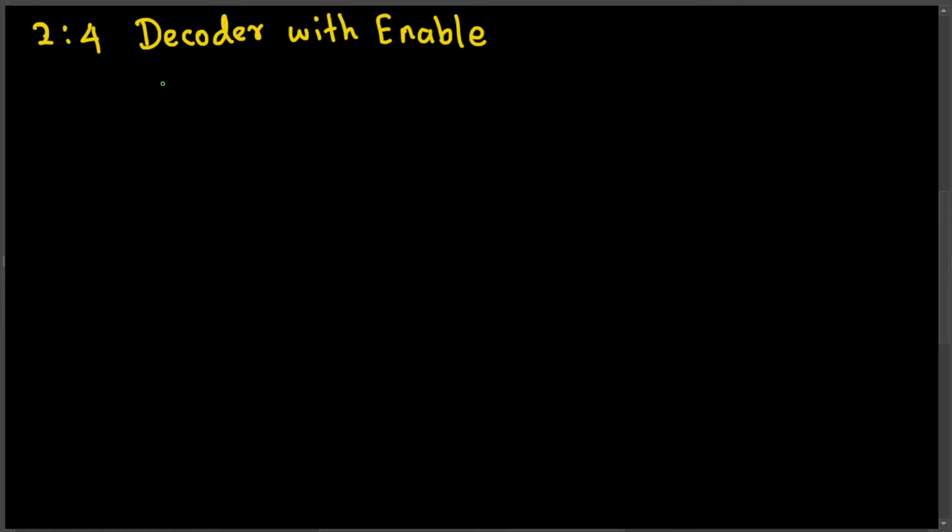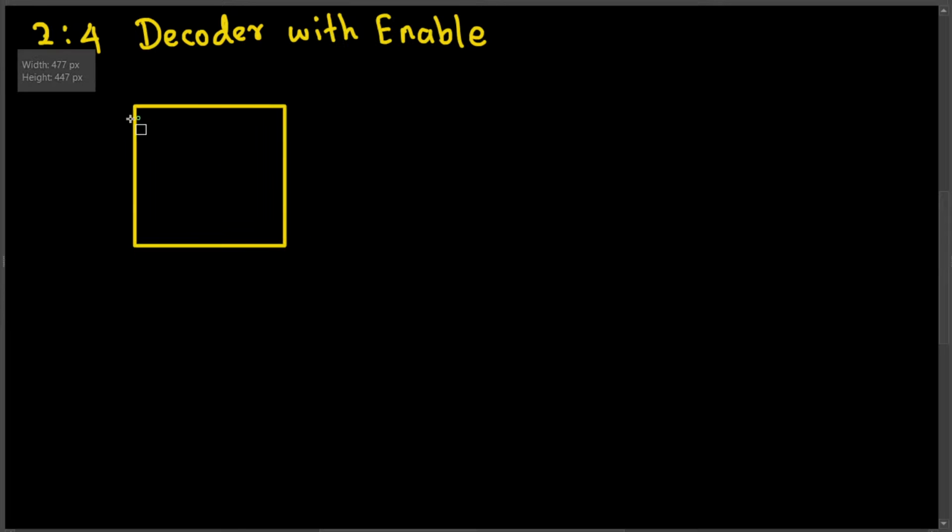We're going to look at a 2x4 decoder with enable. Let's look at the 2x4 decoder. Decoders are basically with n number of inputs and 2^n number of outputs. So if the input is 2, then we are going to have the output of 4. If the input is 3, we are going to have the output of 8. So it goes like that.